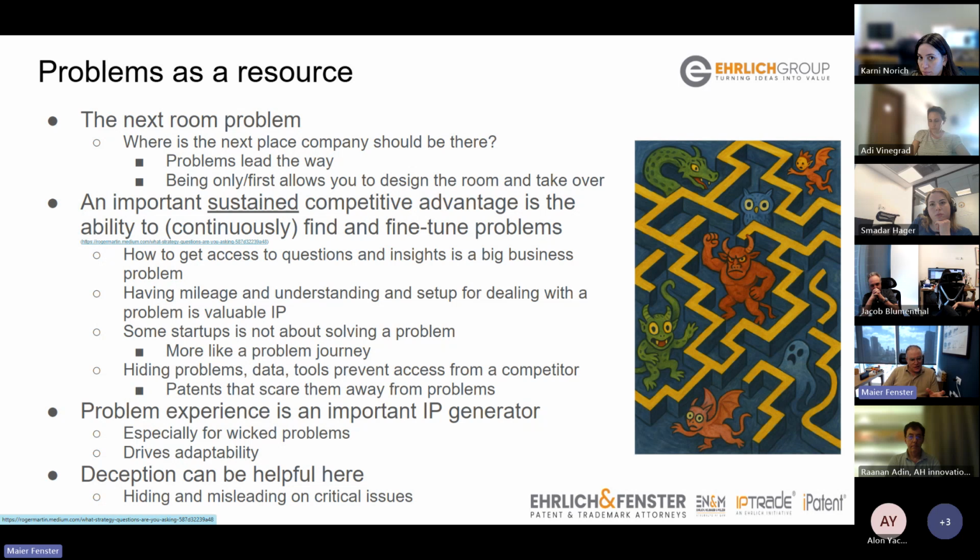So if your company has experience with the problem, that's a very important mechanism for generating IP. And it's also good for driving adaptability. And you ask, okay, what can I do about it? Well, all sorts of deception things we've spoken about before, like hiding and misleading others on critical issues, can help prevent your competition from understanding what problems they should be looking at.